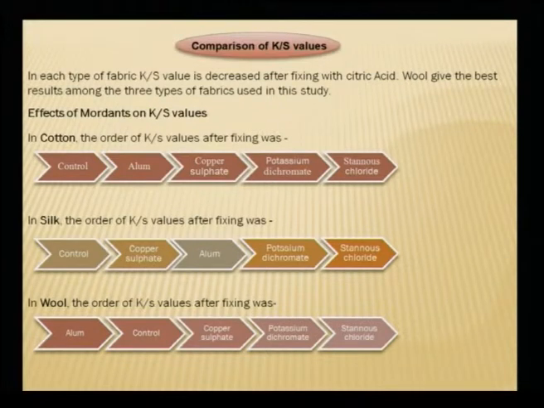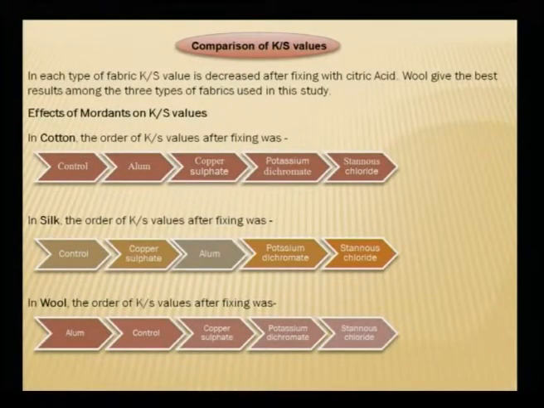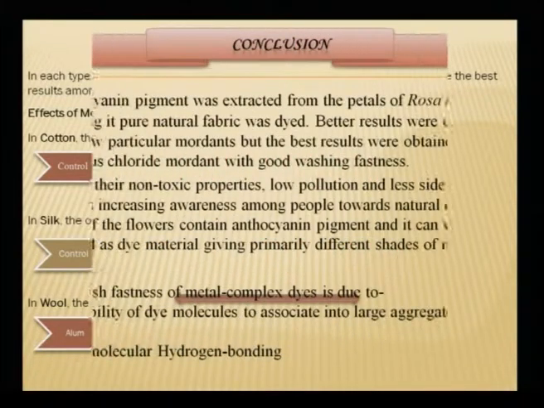Similarly, in the case of wool also, after fixing, alum was the worst. It was even worse than the control, so it cannot be recommended at all for wool dyeing. But copper sulphate, potassium dichromate and stannous chloride are better. So, finally, by looking at the K by S value, we come to the conclusion that potassium dichromate, or even better stannous chloride, should be used as a mordant for dyeing cotton, wool and silk with rose anthocyanin.